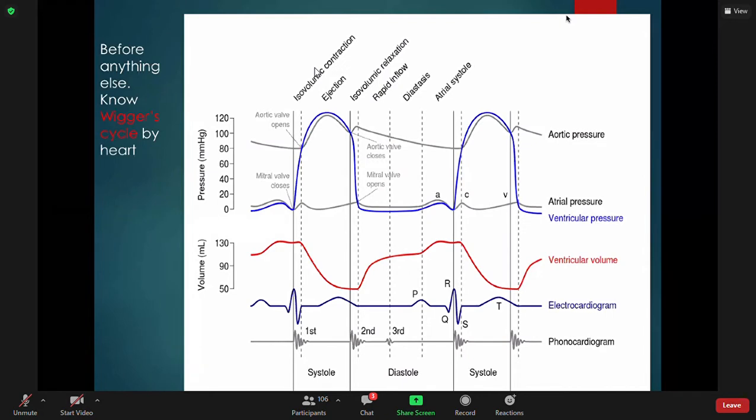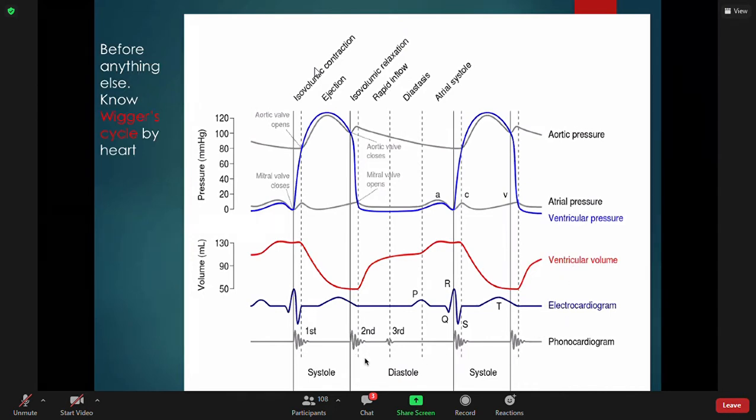Okay? So, dati in-explain ko to pero hindi ko lahat in-explain because kailangan siyang dahan-dahan lang. So the Wiggers cycle is just systole and diastole. That's the two phases of the cardiac cycle. Systole is contraction, diastole is relaxation. So if you look at the Wiggers cycle, there are parameters here: phonocardiogram, electrocardiogram, ventricular volume, ventricular pressure, atrial and aortic pressure.